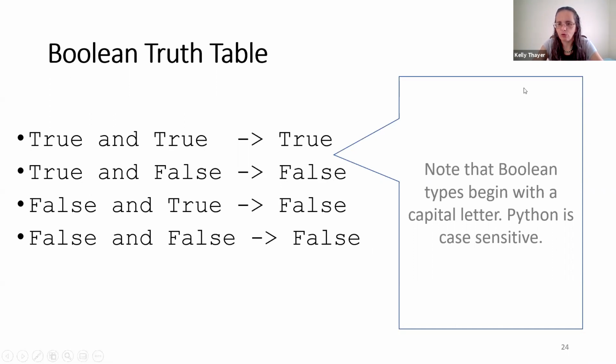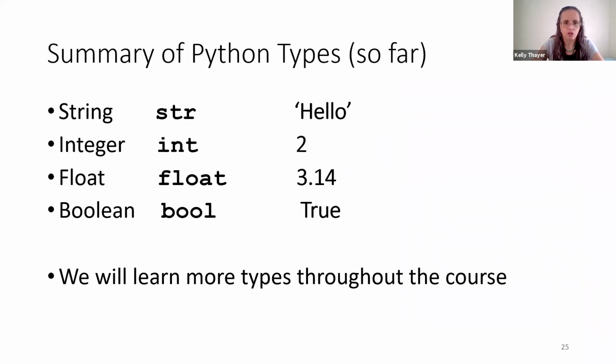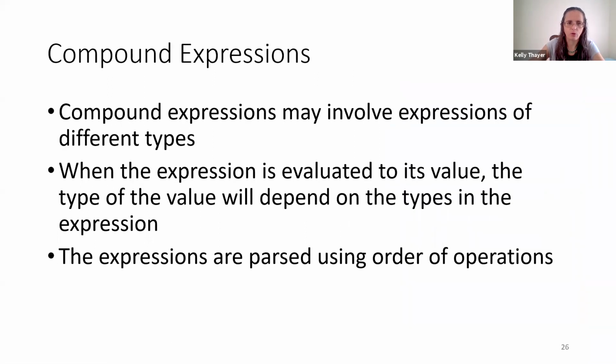Some things to note about the Boolean types: they all begin with capital letters, and Python is case sensitive. Also notice that they are not in quotes, because if they get put in quotes, they become strings, and that's not a Boolean. So this is just to summarize the Python types that we've seen so far. We've seen strings, integers, floats, and Booleans, and here's just a brief example of each one. And we will have many more types throughout the course.